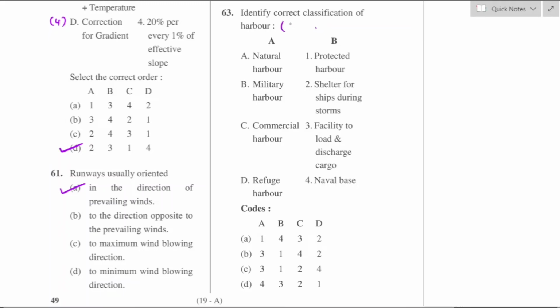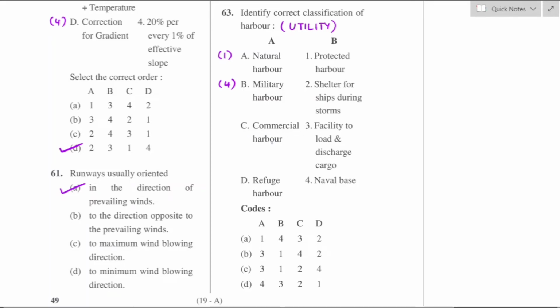Question number 63. Identify the correct classification of harbor. These classifications are based on the utility purpose of the harbor. Statement A, natural harbor. A natural harbor is protected from storm, wind and wave action by the natural configuration of land. So for statement A, it is 1. Statement B, military harbor. Military harbors are those used as naval bases for accommodating naval ships or vessels. So for statement B, it is 4.